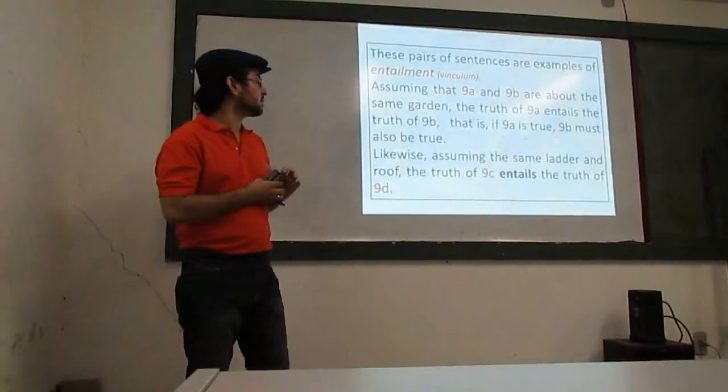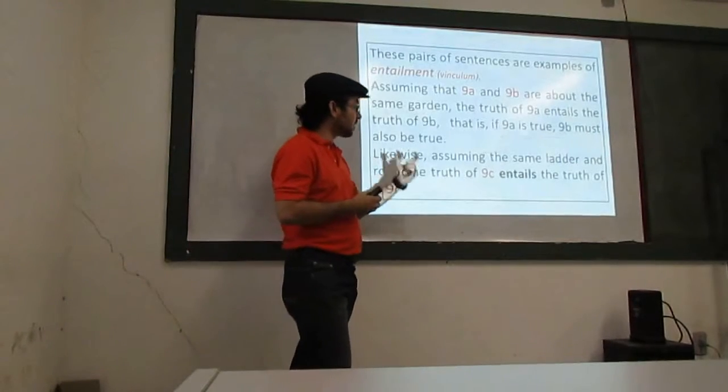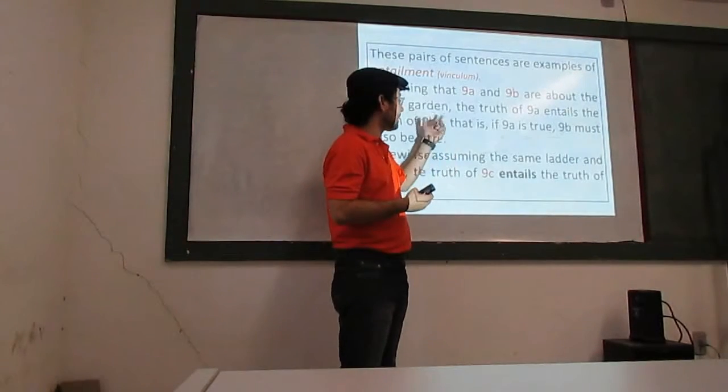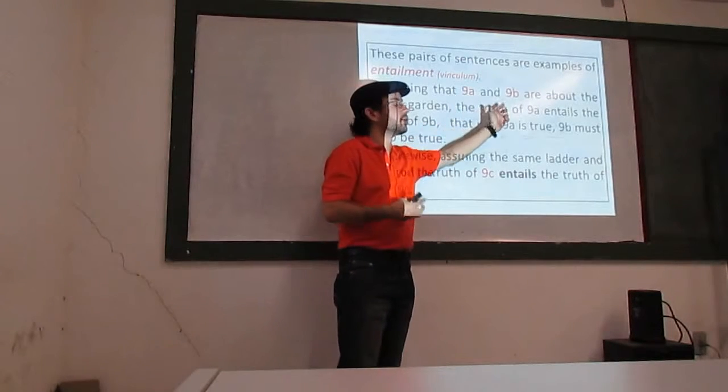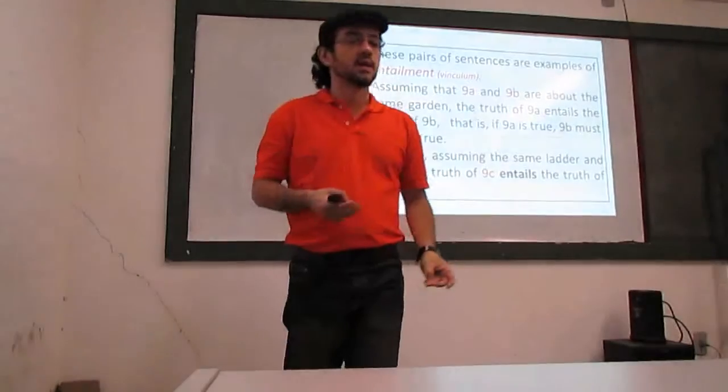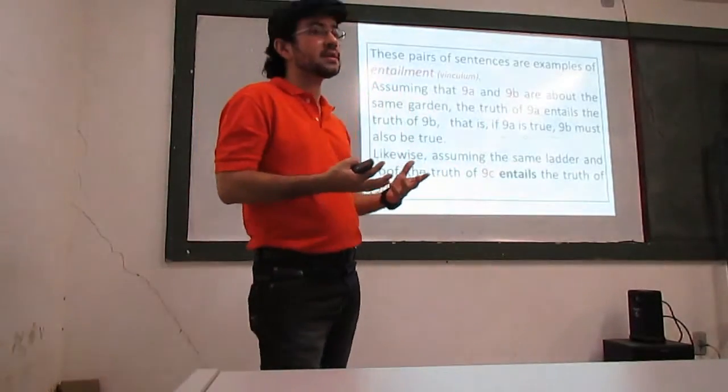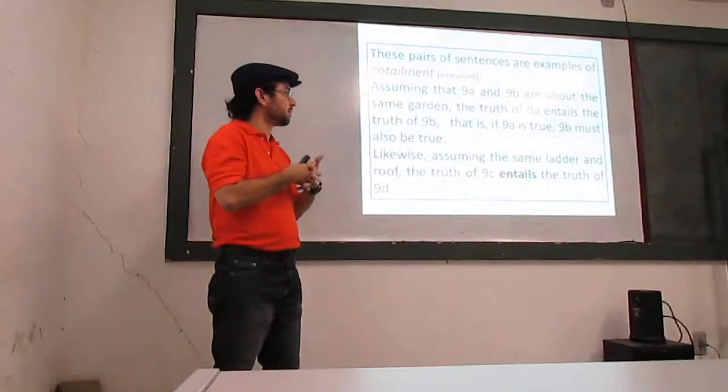The author is saying that the sentence 9A justifies the sentence 9B, or entails it, okay? It shows that they have a vinculum.